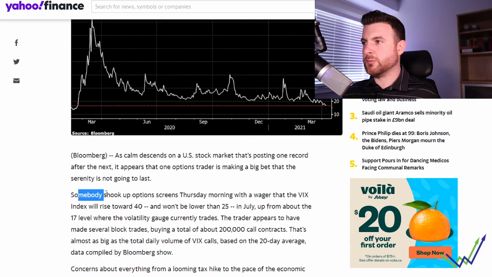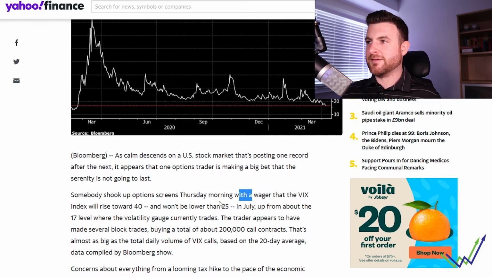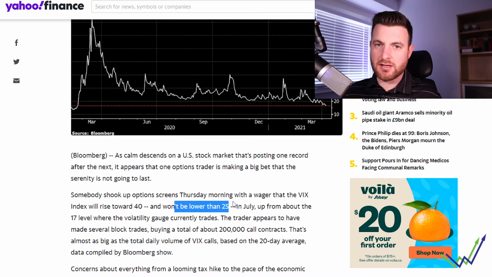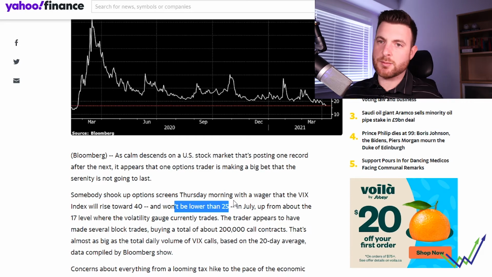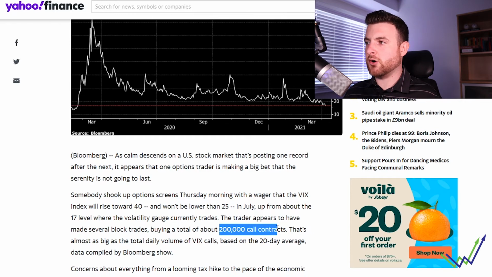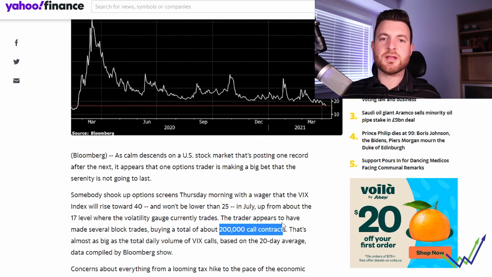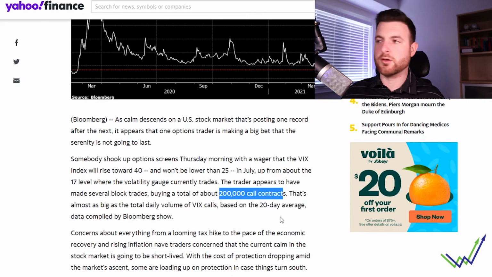And on Thursday, somebody shook up the option screens, and they made a wager that the VIX index will rise towards 40 and won't be lower than 25. So they've definitely hedged themselves, but they've hedged themselves in the fact that the VIX will rise from 16 up to 25, but it'll be less than 40. They placed 200,000 call contracts on there, and I believe the total amount that they placed in options was $40 million. So a $40 million bet, and I believe that it is going until July. That's when they've had the expiry date on the option.